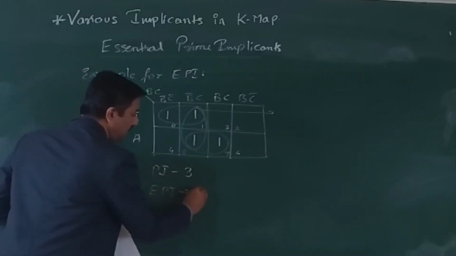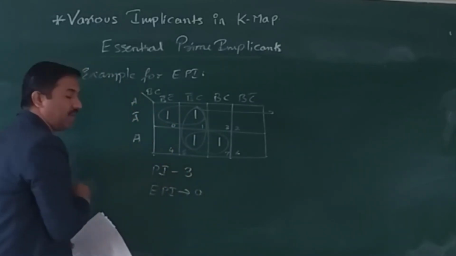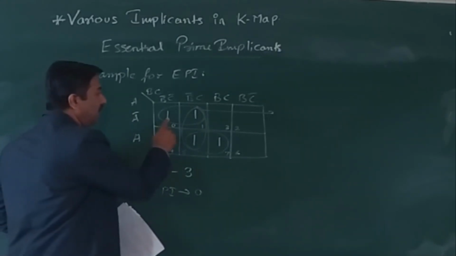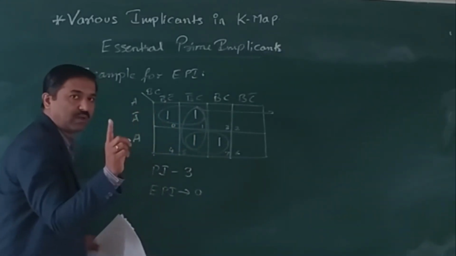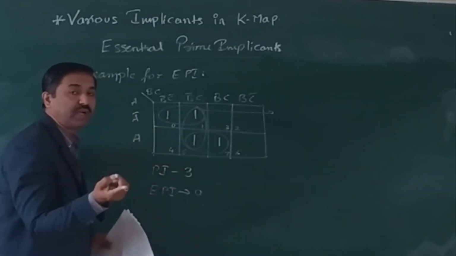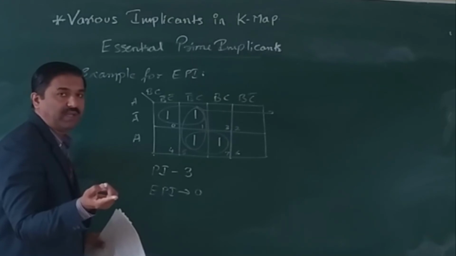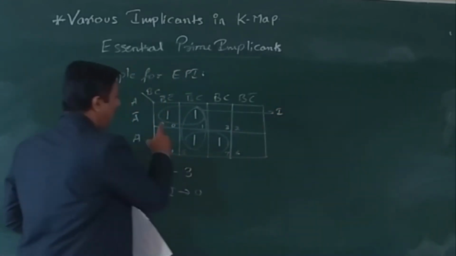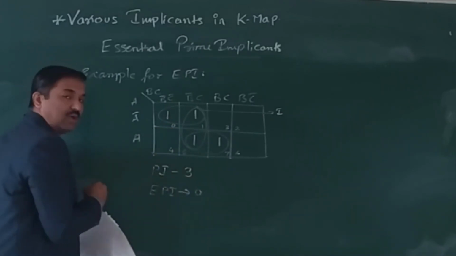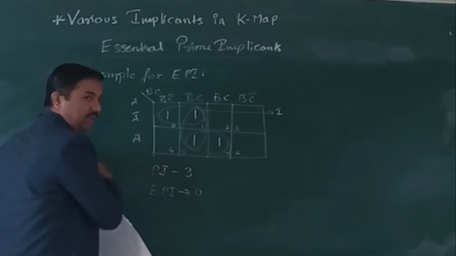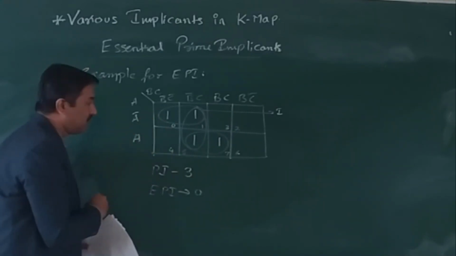So cell number 0 is my essential prime implicant. Why? It is getting covered in only one group of prime implicants, but it is not getting covered in any of my other groups of prime implicants. So in this group number 1, I have 0 as my essential prime implicant.